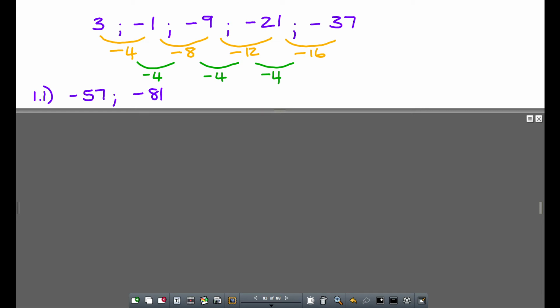As jy nou sou aangaan. Ja, so nou die volgende een sou jy gesê het, okay, minus 20 en dan minus 24. Nee, you fine with that? Okay, then at 1.2 they ask you to determine the nth term in the row.